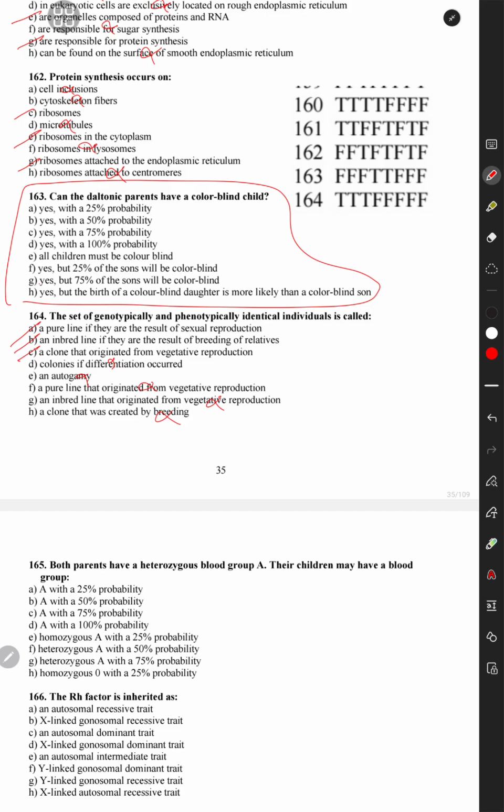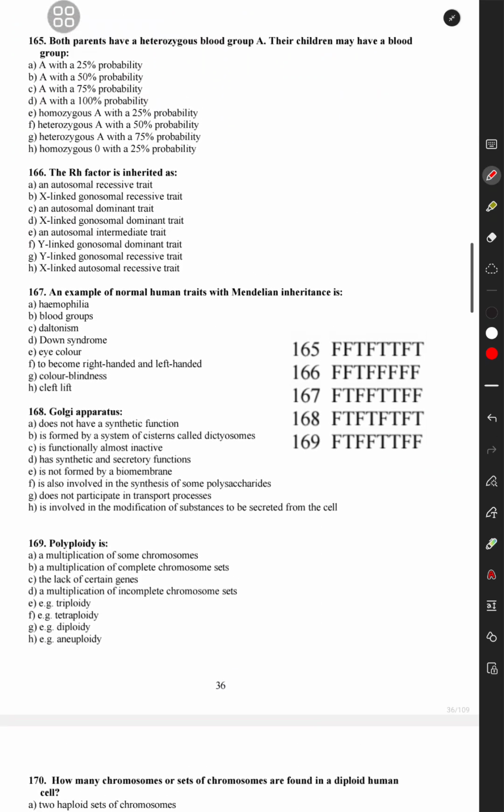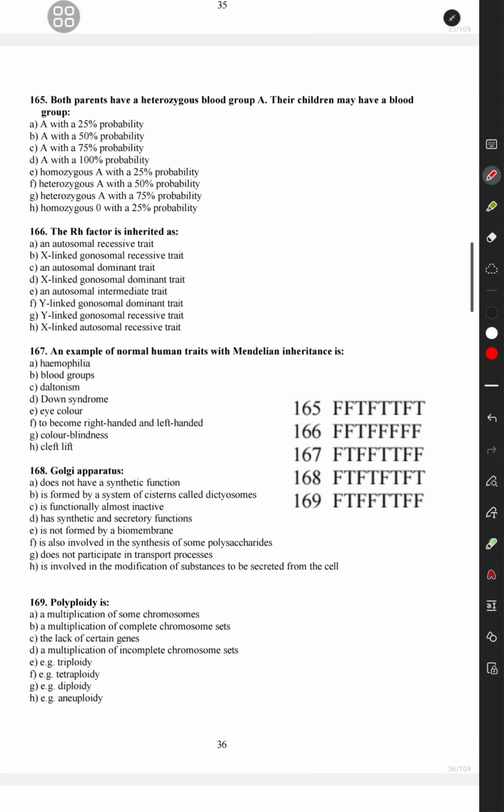Okay, 164. When both parents have a heterozygous blood group A, their children may have blood group heterozygous AO A with 75% probability. सिर्फ OO बस. Homozygous A with 25% probability. Heterozygous A with 50% probability. Homozygous O with 25% probability. False, true, false, true.